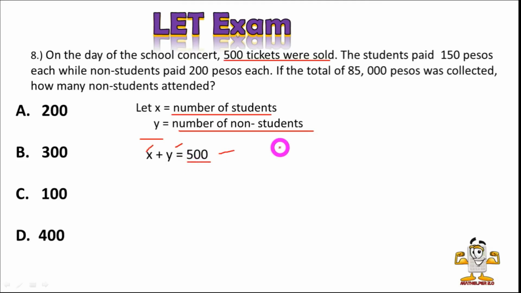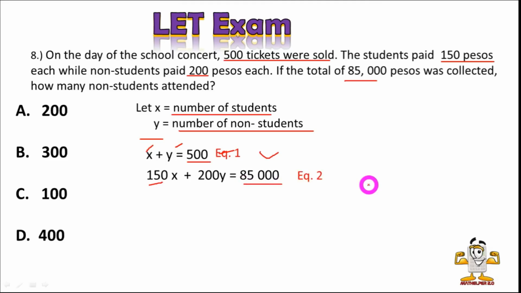So next is, this is our equation 1. Sabi rin sa ating problem is 150 pesos for students. So 150x plus the 200 pesos for non-students, plus 200y, which is collected at 85,000 pesos in all. So ito po yung equation 2 natin.